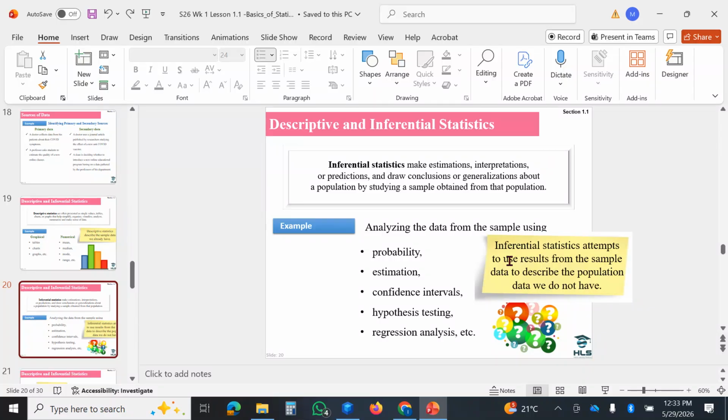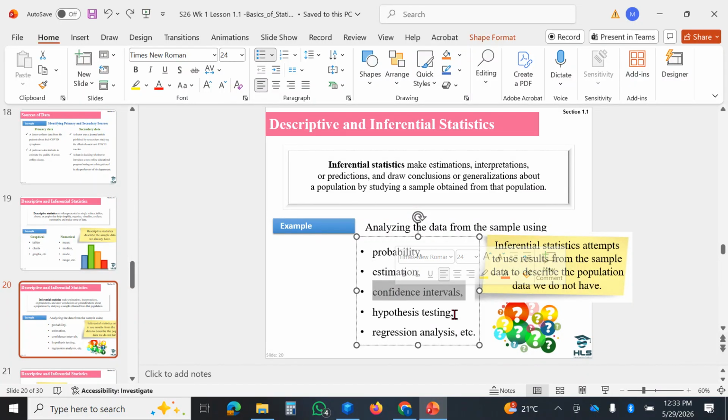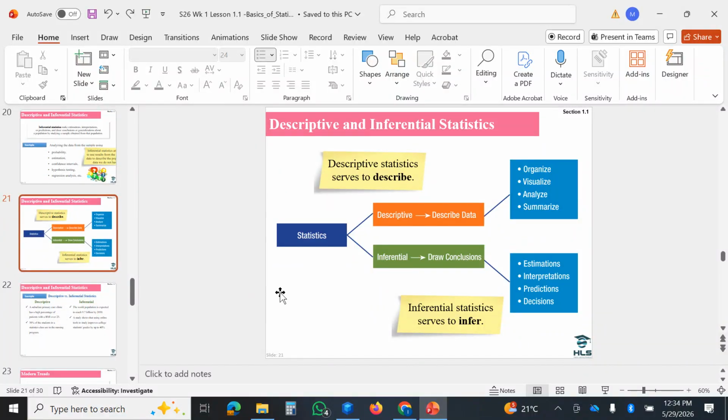Inferential statistics attempts to use results from the sample data to describe the population data that we do not have. So this is the whole idea here. The sample data is not the population, it's just the sample, and it has a mean, it has a mode, it has all this information about it, but it's just the sample. How dare we try and project this onto the population? But that's what statistics is. Analyzing the data from the sample using probability, estimation, confidence intervals, plus or minus 3%, hypothesis testing, love it, and regression analysis. So descriptive statistics serves to describe, you can see it right there.